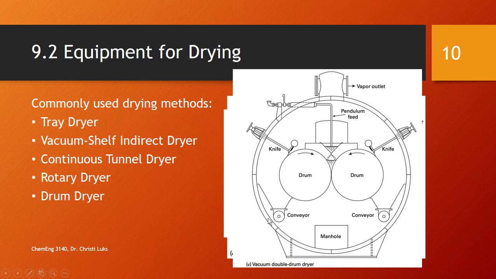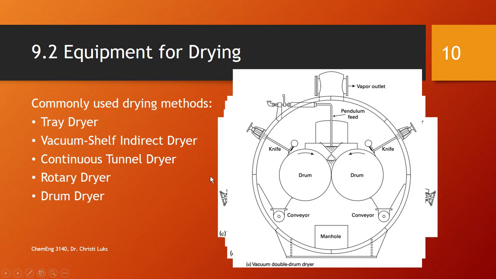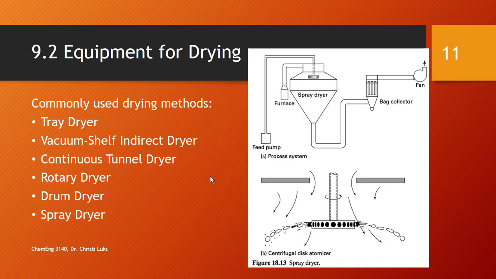A drum dryer sounds like it would be the same thing, but what's happening is here the material is actually on the outside of the drum, so it's picking up wet material and rotating through, and as it dries, a knife can scrape it off so that you can keep this cake cleaned from the drum to continue picking up fresh material and drying. This is a spray dryer. Spray dryers, you're going to spray material through that's very wet but has solids in it, and it passes through the hot air, and you end up with little dried pieces that collect.